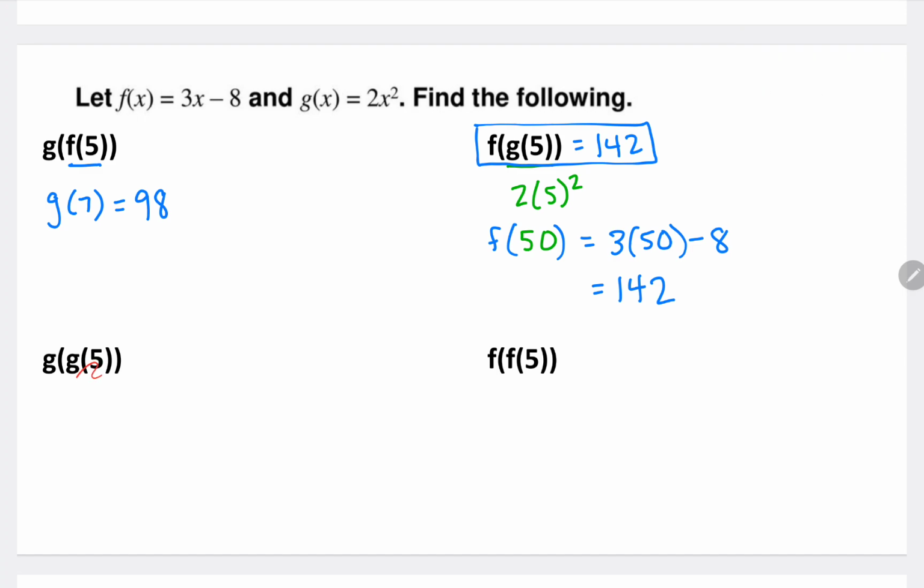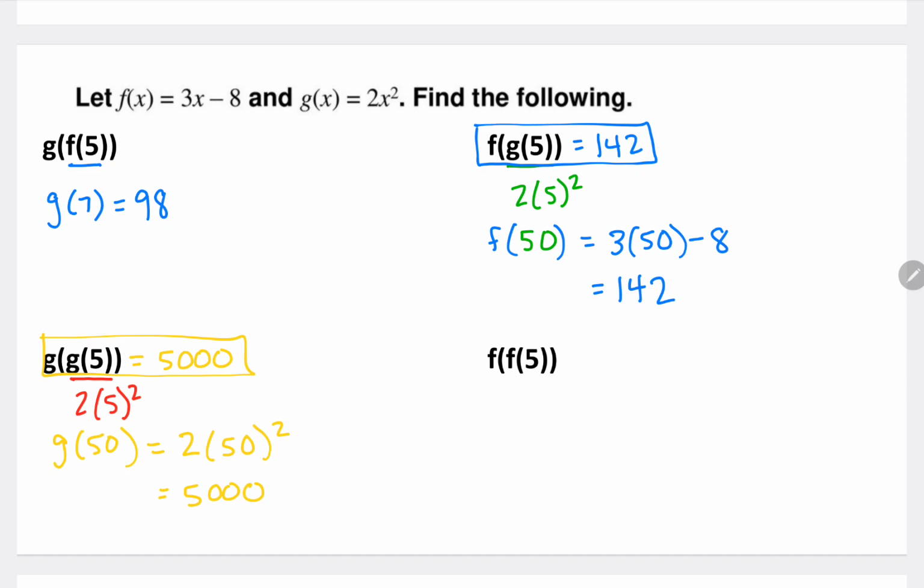So next one, we're going to start with g of 5, plugging in 5 for g. 2 times 5 squared is 50. So now I'm going to find g of 50, and g again is 2 times 50 squared, which would be 5,000. So g of g of 5 is 5,000.